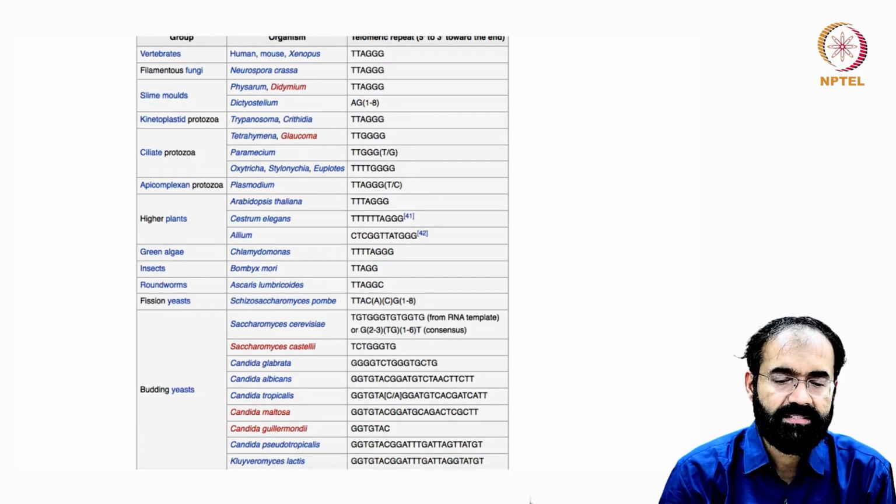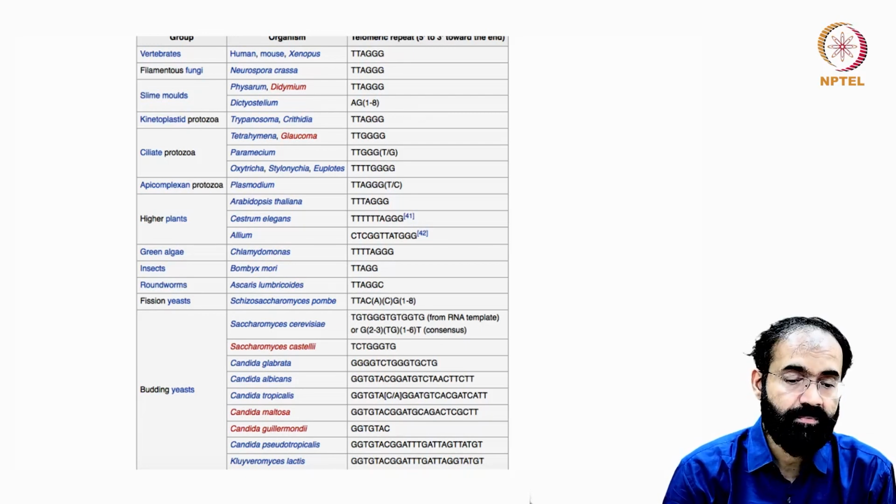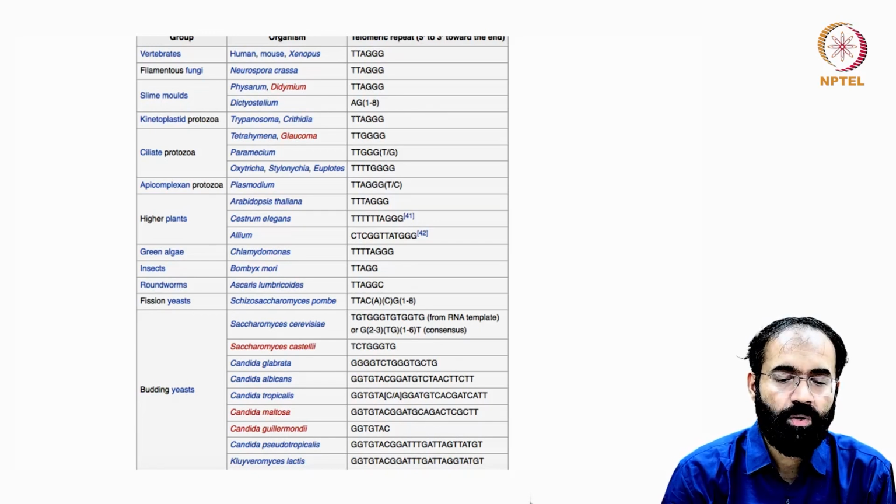You can see in vertebrates such as human, mouse and Xenopus, the sequence is TTAGGG. In the filamentous fungus Neurospora crassa, it is TTAGGG. Imagine how conserved it is, that even in the fungus Neurospora crassa and in human it is the same sequence. You can see slime molds, kinetoplastids, ciliates, many examples.